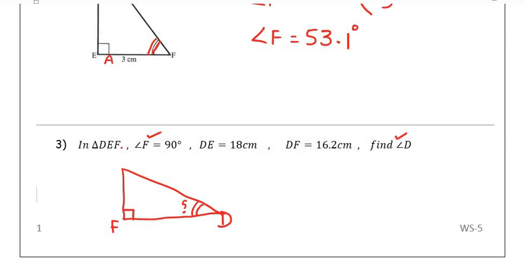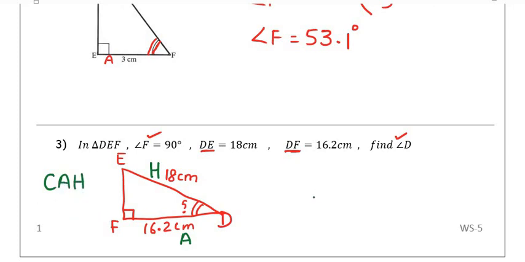Now I have FD. What is missing? E is missing, so this corner, or you can say this vertex, will be E. DE means D to E, so D to E is 18 centimeters, so right over here 18 centimeters. Then we have D to F, so it's 16.2 centimeters. Clear? Now to find the angle, name the sides. So this side is the longest side, it will be the hypotenuse. This side is beside this angle, so it will be adjacent. So which ratio can help me to solve it?